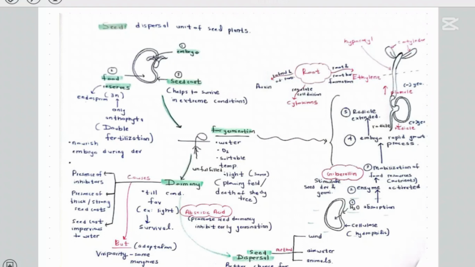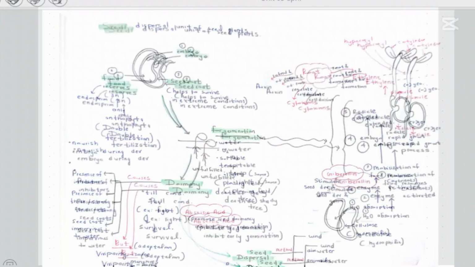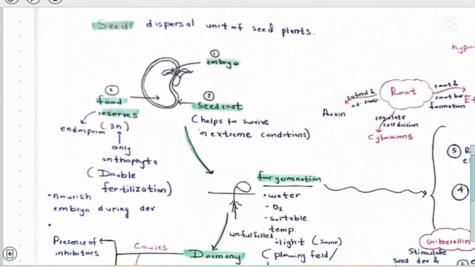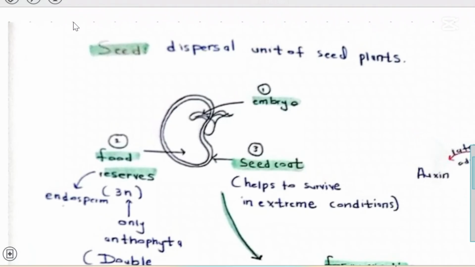And this is all you need to get the gist and answer any question that can come up in this topic. So let's begin. So firstly, you have a seed, right? So what is a seed? Seed is the dispersal unit of seed plants. So we know obviously seed plants have seeds. So that's going to be the dispersal unit, which means seeds are going to go and germinate in different places. And that's how new plants are going to be found in different habitats.